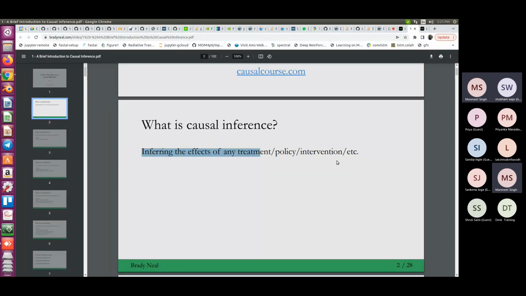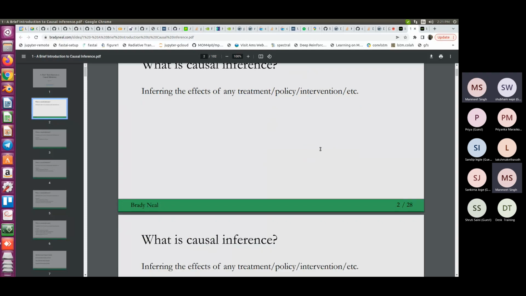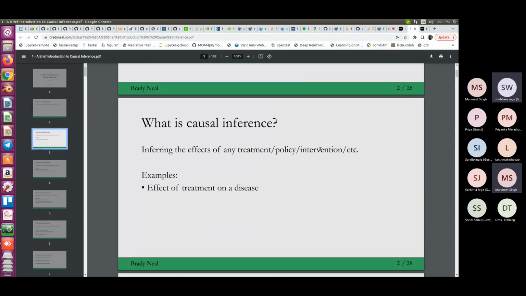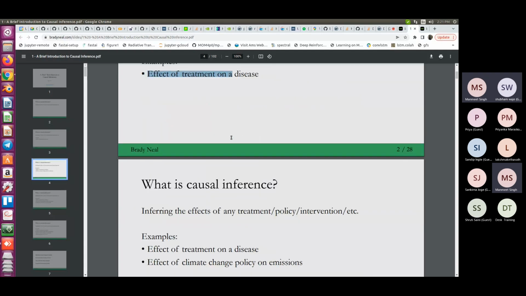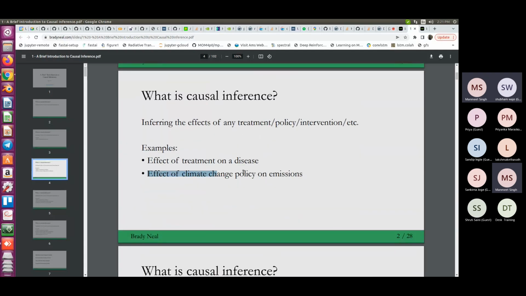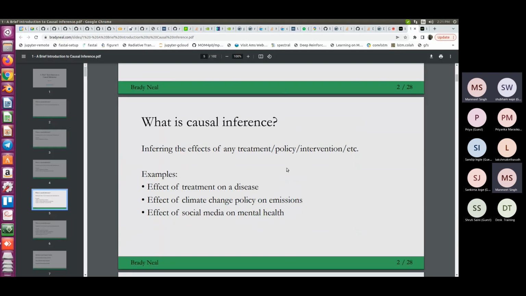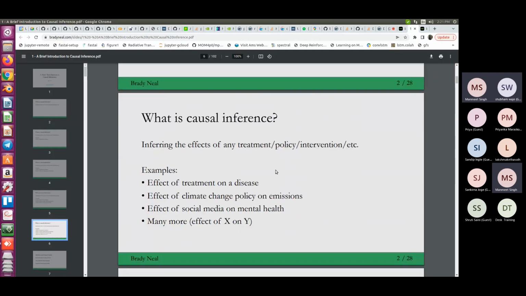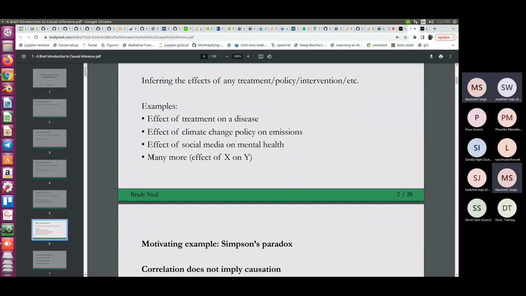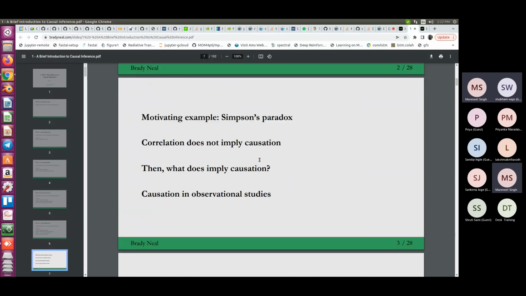For example, we discussed that in medical science, you would like to study what is the causal effect of medicine or an intervention, right? So, for example, the effect of treatment on a disease, effect of climate change policy on emissions, effect of social media on mental health, and you can think of anything, effect of X on Y. So we talked about correlation, why it might not imply causation.